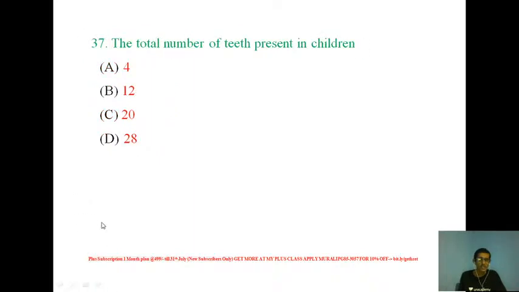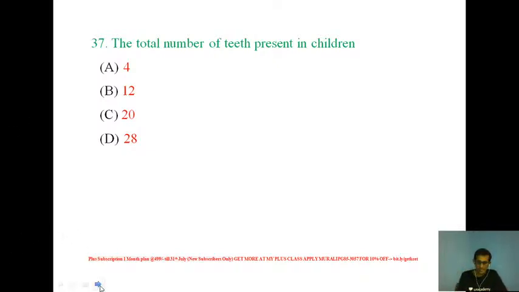Next, 37. The total number of teeth present in children. Just now I said it is 20. 212, 212. Somebody wrote 2102 for the previous one, but actually it is 212, 212. Sonika, you are right, 20 is the right answer for the total number of teeth in children.